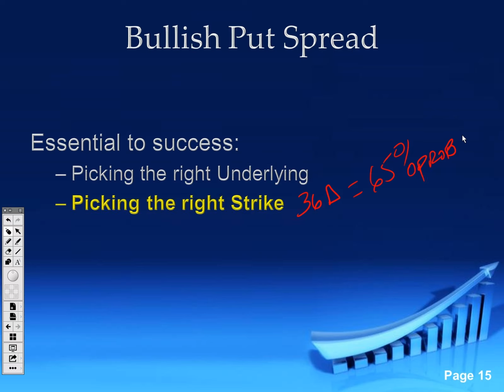When you do it in implied volatility that's really high, those get a little skewed. It actually gets better for you. It's more like a 70 to 75% probability of success.